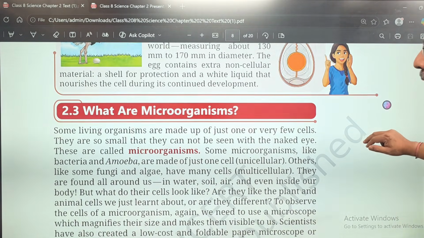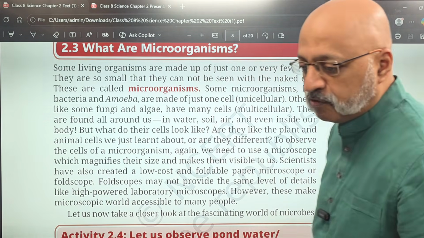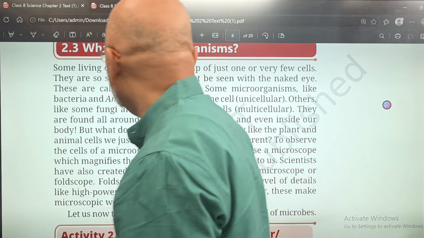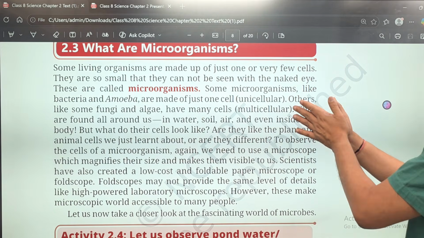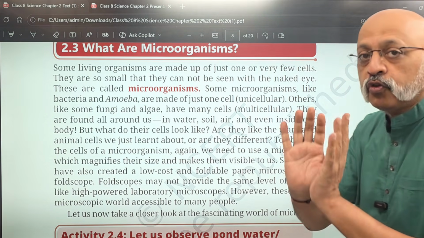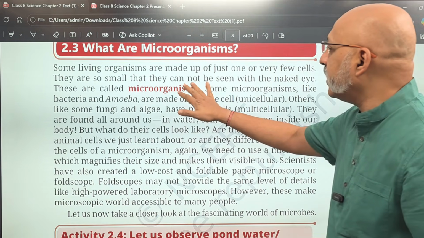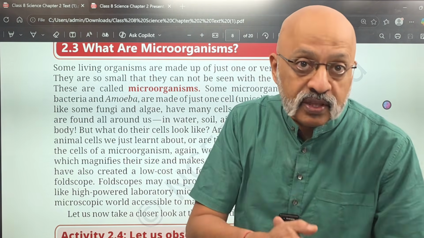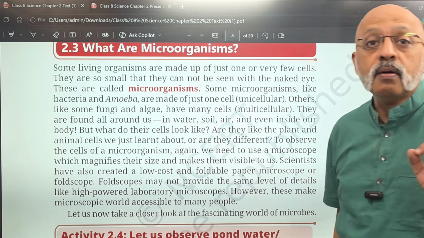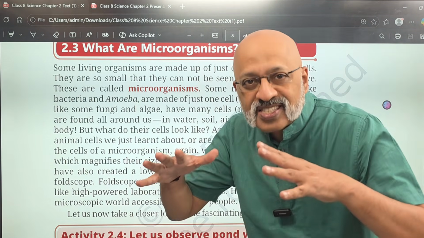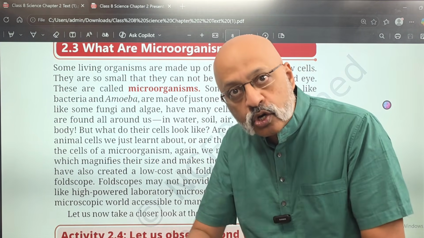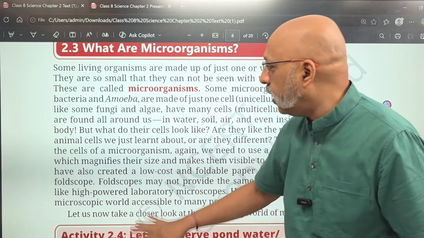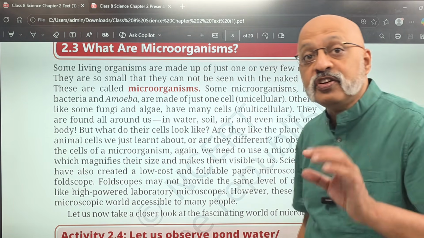Okay. Now, what are microorganisms? What I just now referred to, we need to understand in detail. What exactly is a microorganism? Some living organisms are made up of just one or a few cells. They are so small that they cannot be seen with the naked eye. You need either a microscope or maybe a magnifying glass. They are called microorganisms. Micro is something very tiny, right? Some microorganisms like bacteria and amoeba are made of just one cell, which is unicellular.